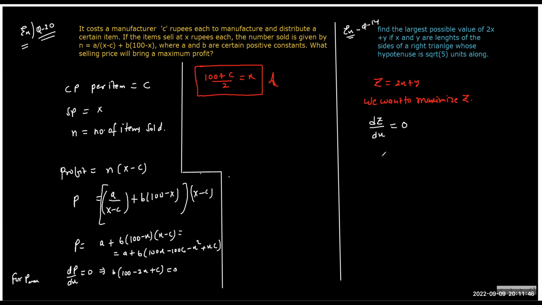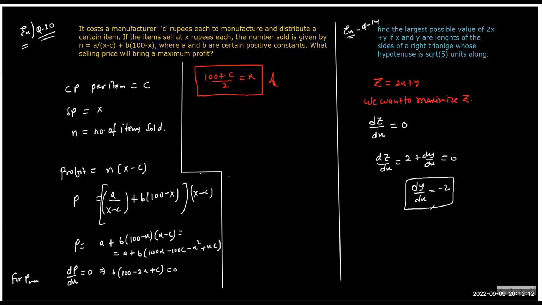And if I differentiate z with x, what do we get? 2 plus dy by dx. Which means if this is 0, we must get dy by dx equals -2, right? So to maximize z, the first derivative of y with x is -2.